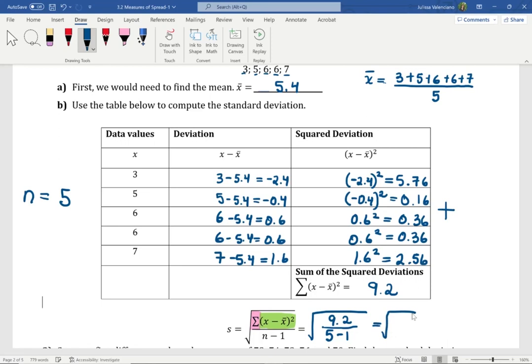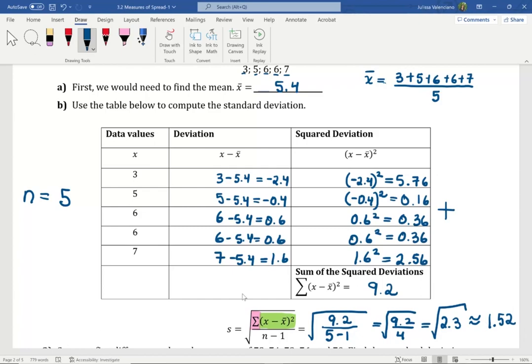This is equal to the square root of 9.2 divided by 4. Let's continue to simplify it. What is 9.2 divided by 4? 9.2 divided by 4 is 2.3. We are almost done here. Go ahead and take the square root of 2.3 on your calculator. Look at that value and round to 2 decimal places. This is approximately 1.52. Again, here I'm rounding to 2 decimal places. That is your final answer.